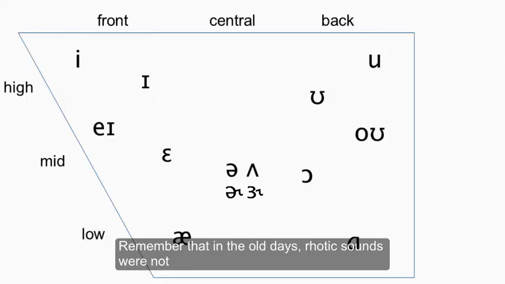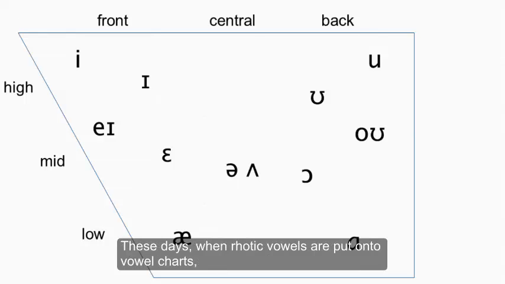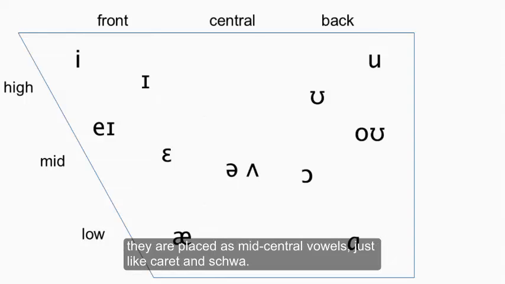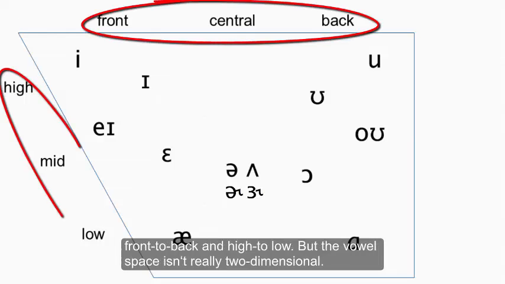Remember that in the old days, rhotic sounds were not considered to be vowels, so traditionally vowel charts don't show rhotic sounds. These days, when rhotic vowels are put onto vowel charts, they're placed as mid-central vowels, just like carat and schwa. The way to think of this is that our vowel chart really shows only two dimensions, front to back and high to low.